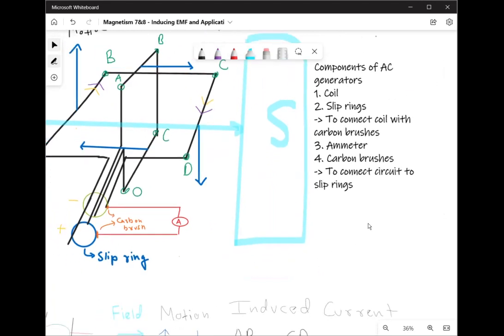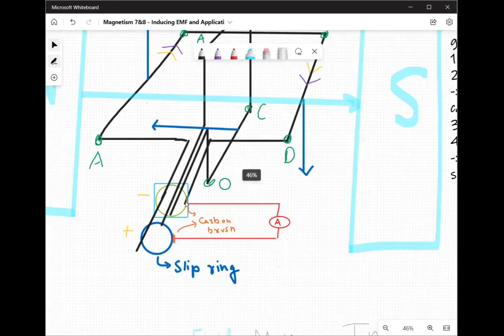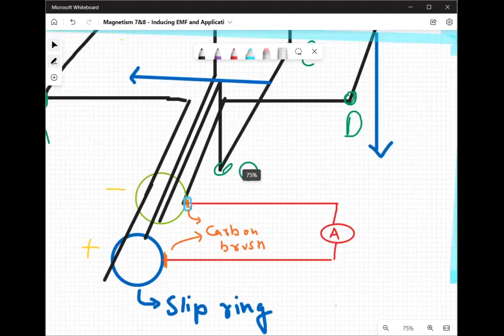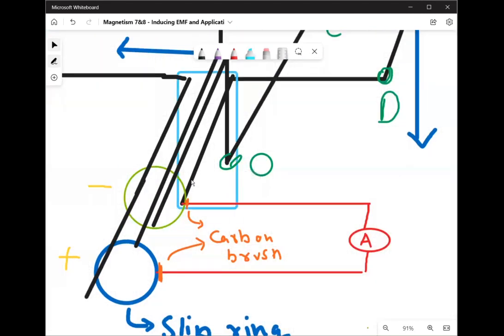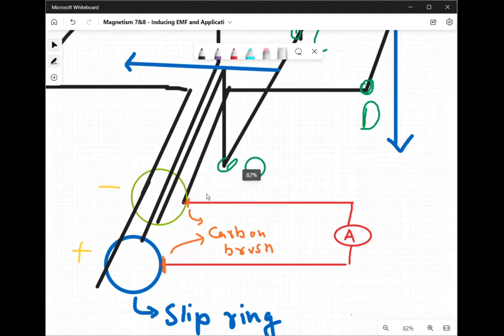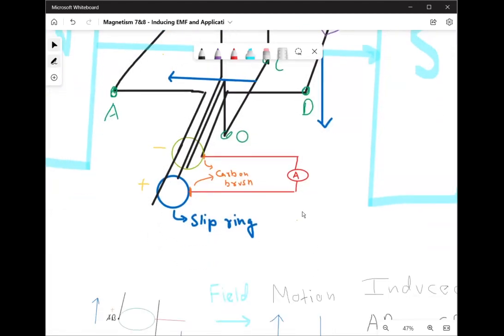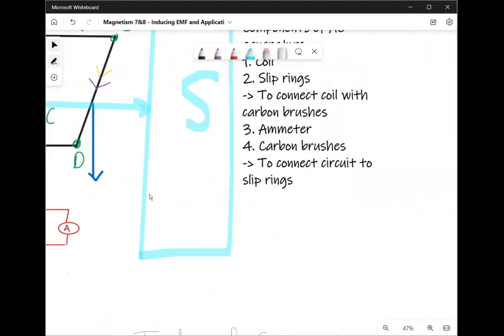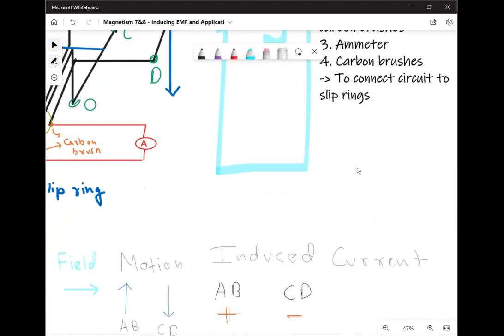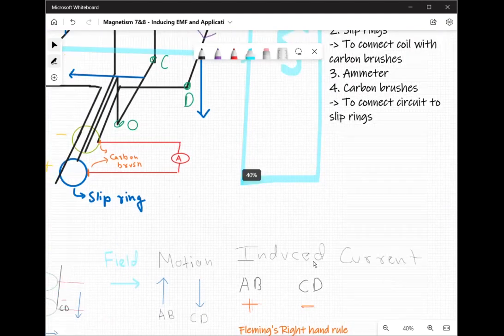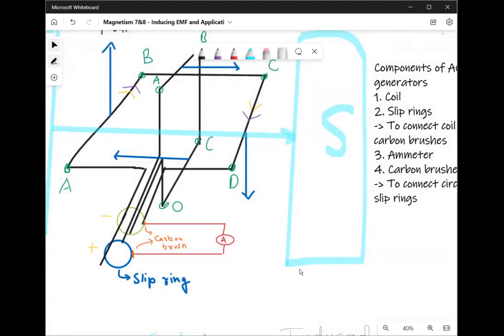So what's happening is you have an interchange happening here. You have a slip ring, you have the carbon brushes. The slip ring is connecting the coil with the carbon brushes. On the other hand, the carbon brush is connecting it to the slip rings. They're just connecting each other. They won't really ask you this in the exam, but you need to know where they are. The carbon brush is with the circuit. The slip ring is with the coil.